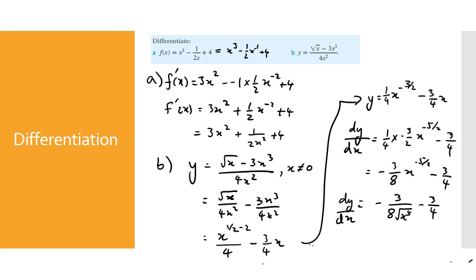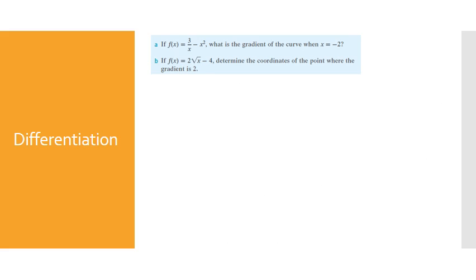Now, just a quick notation thing. You might notice that the derivative is f dash of x, and just remember if it's y, then the derivative is dy/dx.